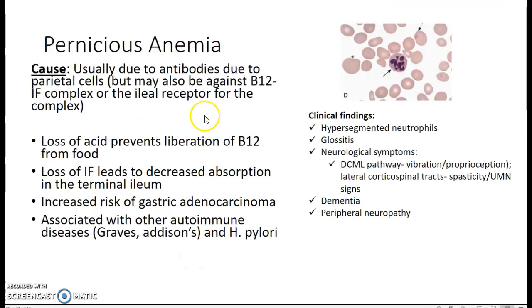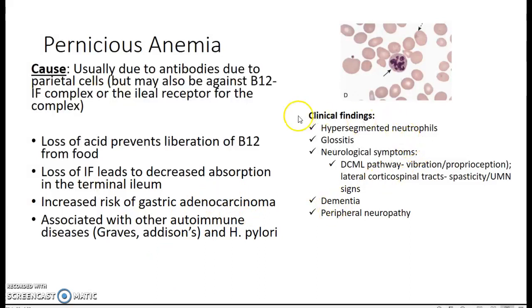So pernicious anemia, antibodies to parietal cells usually, but they can be against the intrinsic factor or the receptor as well. So because you don't have intrinsic factor, you're not able to absorb it. You also have increased risk of gastric cancer, another association to be aware of.